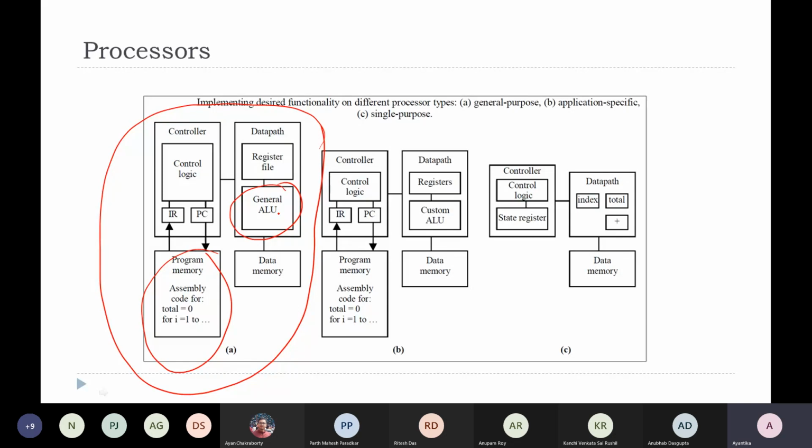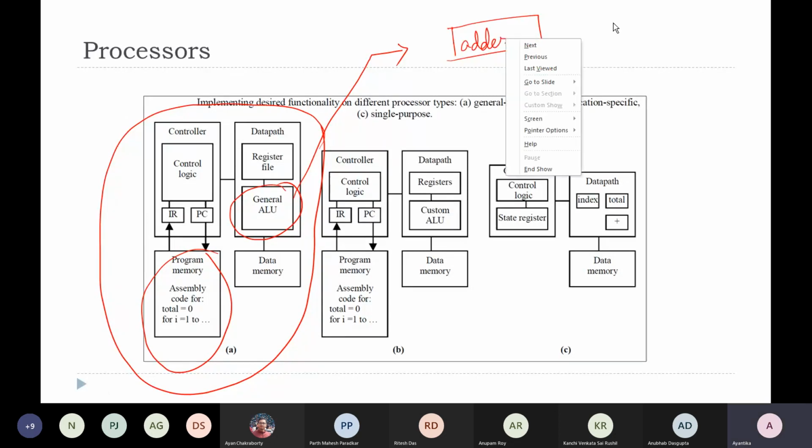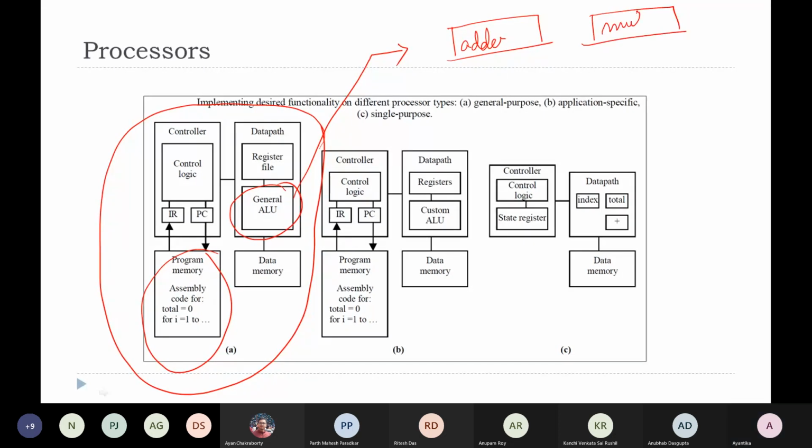Just one point I want to focus on about this general ALU. What do we mean by ALU? ALU, the full form is arithmetic logic unit. Maybe most of you know this thing. And these ALUs are composed of, maybe you have some modules added, some multiplier module, maybe some subtractor, etc.